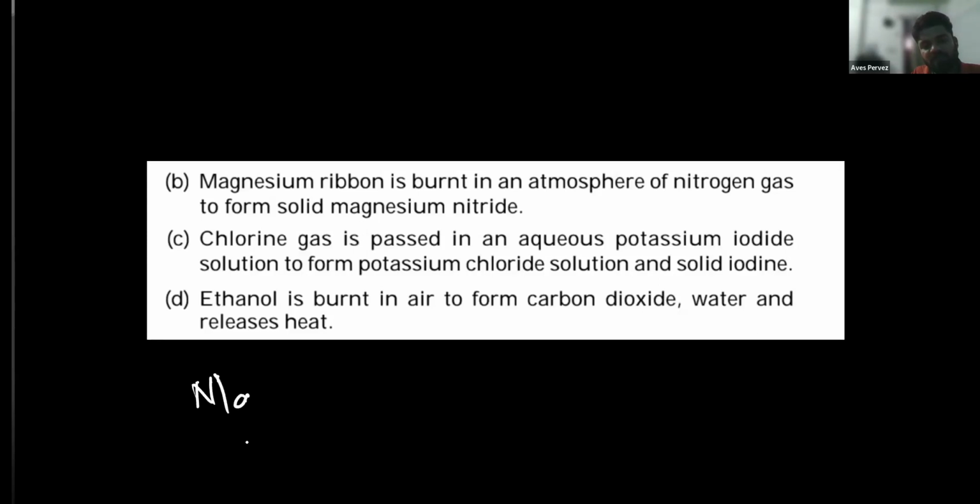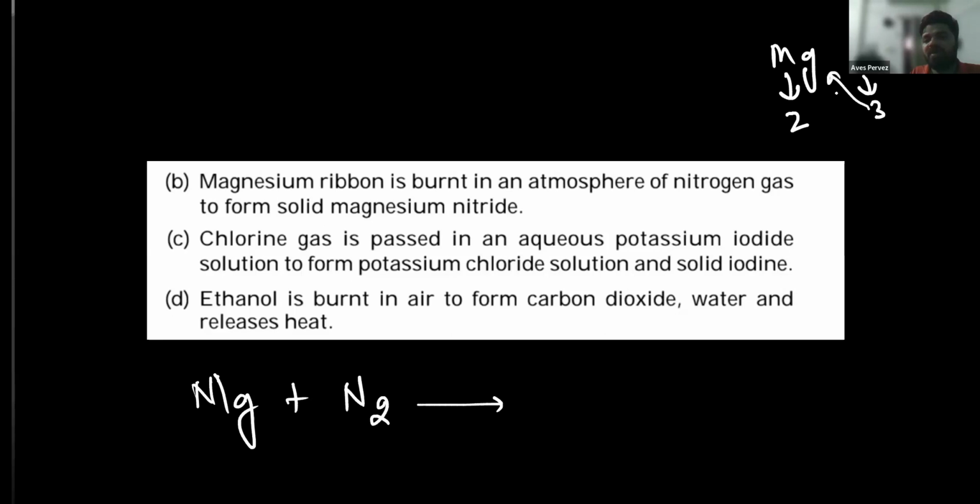Yes, sir. So this is magnesium burning in an atmosphere of nitrogen. Don't write Mg2 because it is a metal, and nitrogen gas should be written as N2. Now the formula: magnesium valency is 2 and that of nitrogen is 3. You cross them and you will get Mg3N2.